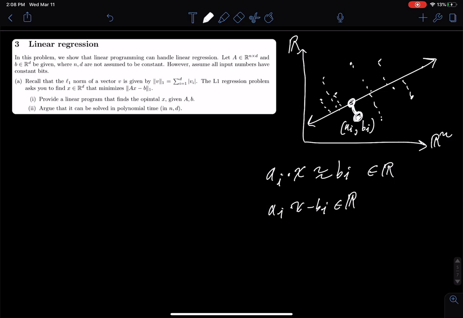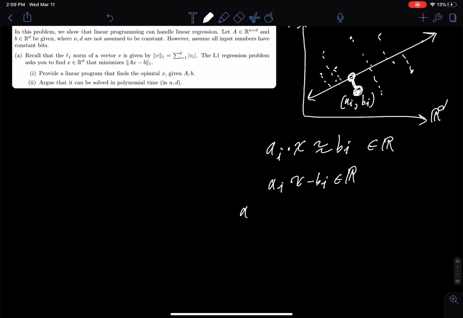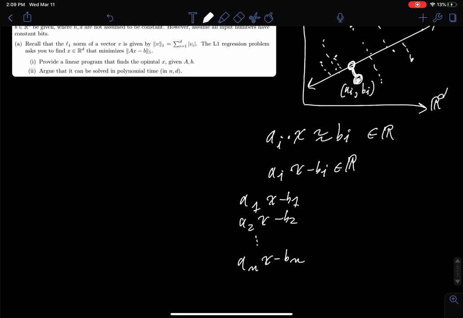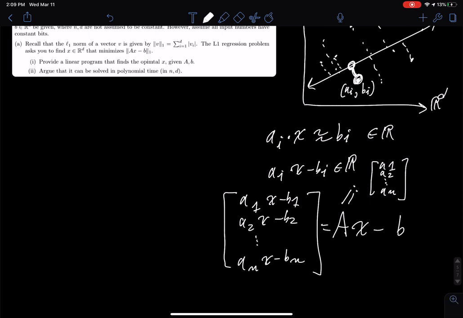Since we're given a large number of these points, specifically n of them, where each a_i is in R^d, we actually have n of these errors. We have a_1 x minus b_1, a_2 x minus b_2, all the way to a_n x minus b_n. And we want to come up with a cost function that tries to minimize all of these errors. This vector can be expressed with a matrix A, defined to have rows consisting of the sample points, times x minus b, where b is a vector whose components are the labels for those sample points.